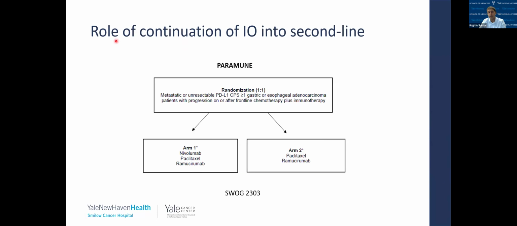One of the questions is, is there a role for the continuation of immunotherapy into second line? And here we have the Paramune study, which is looking at adding nivolumab to a second line regimen of paclitaxel and ramucirumab for tumors that have a PD-L1 CPS score of 1 or greater. And this study is also going to be opening at Yale soon.